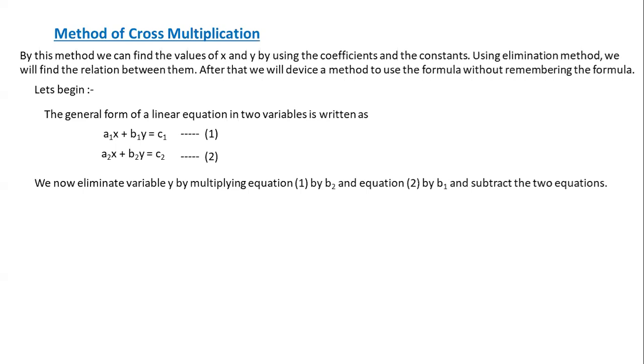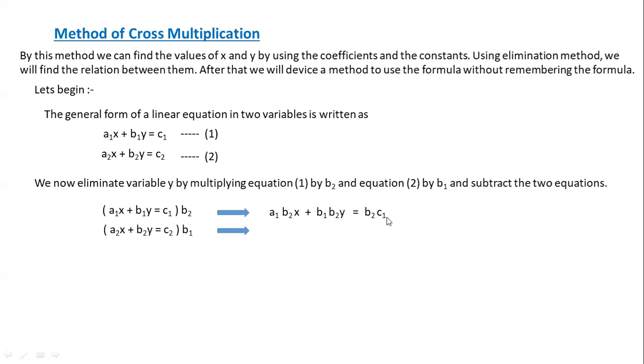Now, eliminate variable y by multiplying equation 1 by b2 and equation 2 by b1 and subtract the two equations. So, this is your first equation. We are multiplying it with b2 and this is your second equation. We multiply with b1. If you multiply with b2, this will take the form a1b2x plus b1b2y is equal to b2c1.